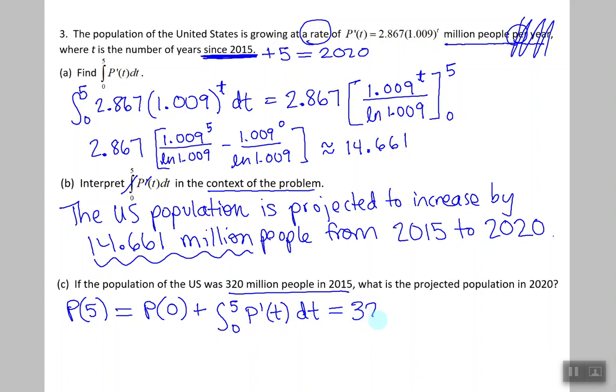So that is 320 million in 2015 plus the amount it changed by, 14.661 million, which is a total of 334.661 million people.